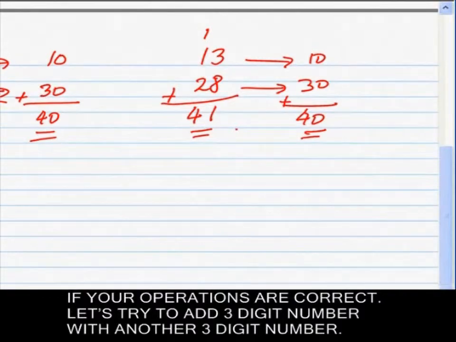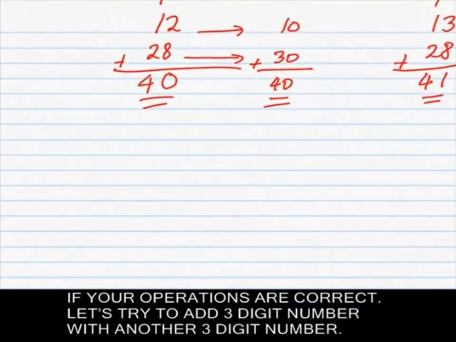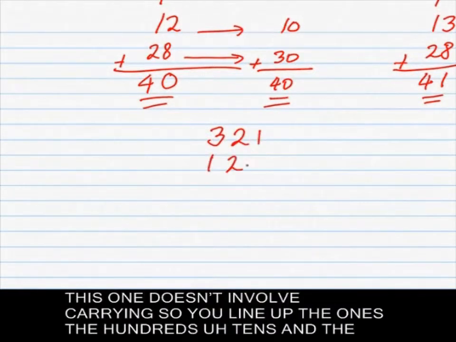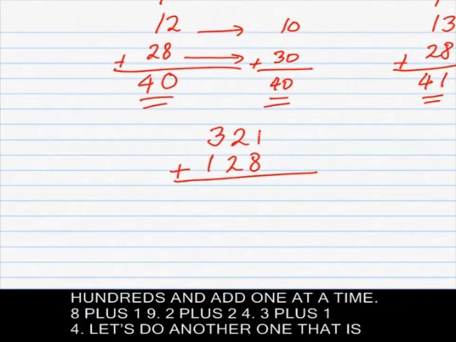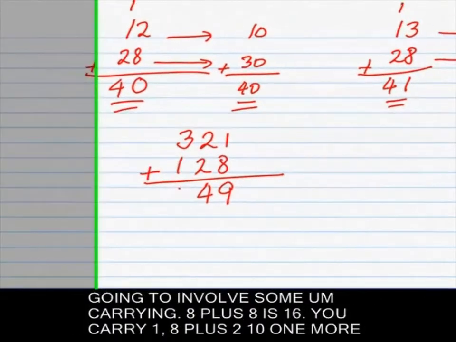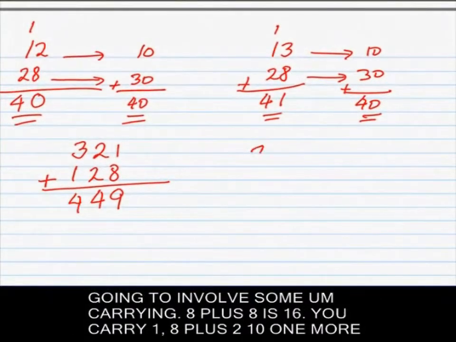Let's try to add a 3-digit number with another 3-digit number. This one doesn't involve carrying. So you line up the ones, the tens and the hundreds, and add one at a time. 8 plus 1, 9. 2 plus 2, 4. 3 plus 1, 4. Let's do another one that is going to involve some carrying.